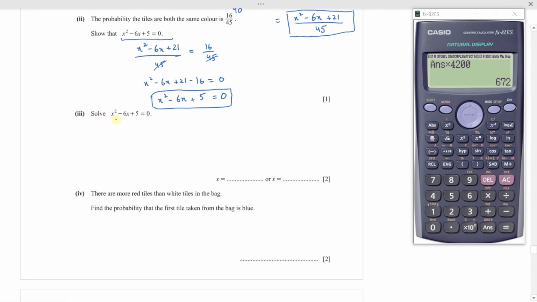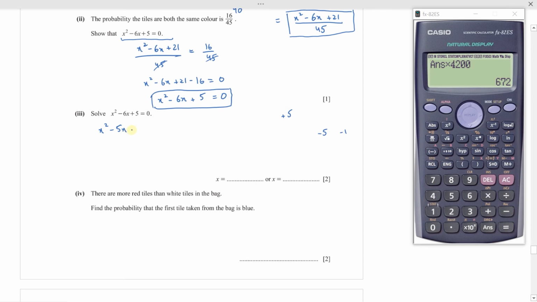The next part is solve this quadratic equation. So if I multiply 5 with the coefficient of x squared, I get 5. So I'm looking for two factors of 5 that multiply to give 5 and add to give minus 6x. So minus 5 and minus 1. They multiply to give me plus 5 and they add together to give me minus 6x. So I'm using factorization to solve this quadratic equation.